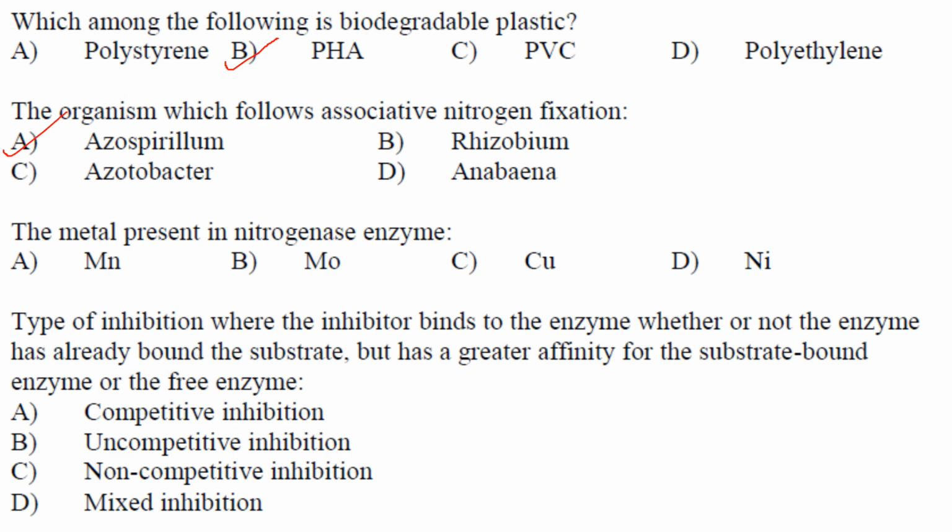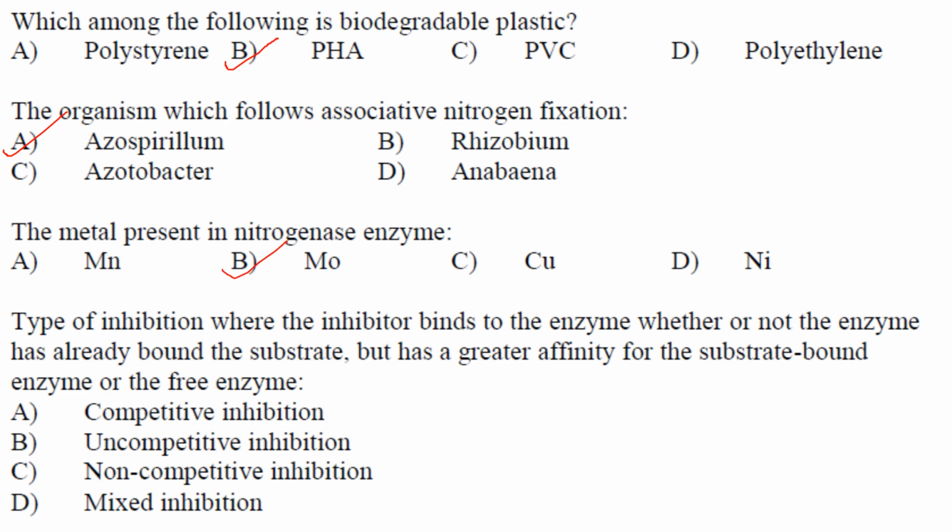Acetobacter is also a free living nitrogen fixing bacteria. Rhizobium form root nodules. Anabaena is cyanobacterium found in symbiotic nitrogen fixation. So the answer here is azospirillum. The metal present in nitrogenase enzyme is molybdenum.